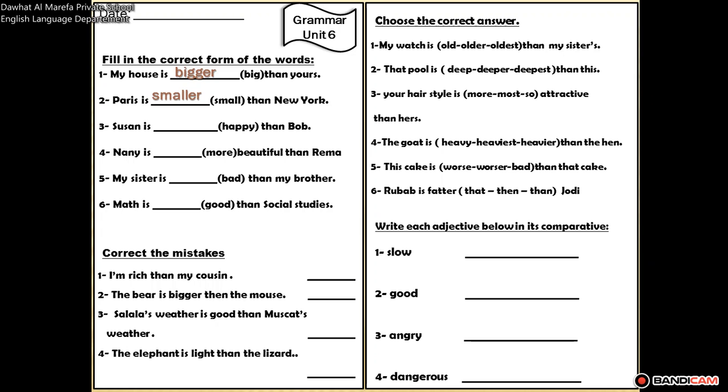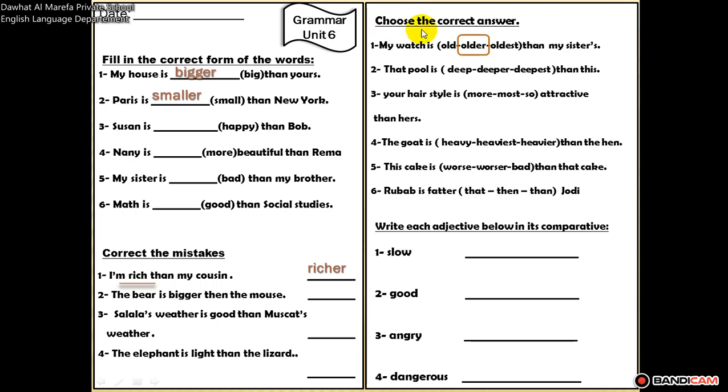Let's correct the mistakes down here. I am rich than my cousin. Rich than. It's not correct. If you use than, you must use the comparative form of the adjective, richer. So rich is wrong and richer is the correct one. Number 2, the bear is bigger than the mouse. Then the mouse, then is not correct, it's than.